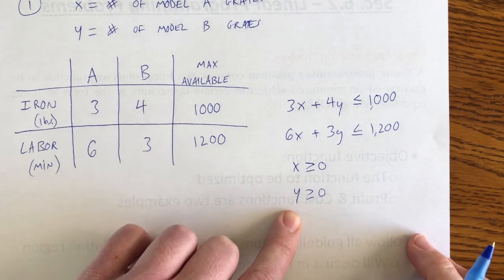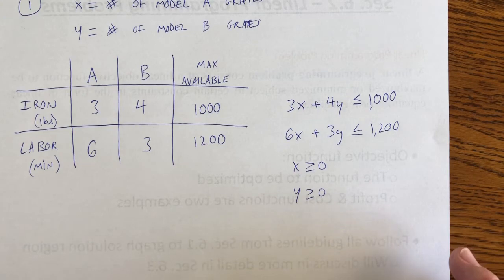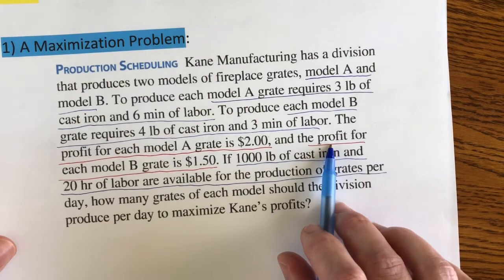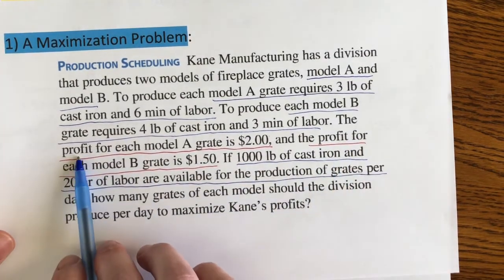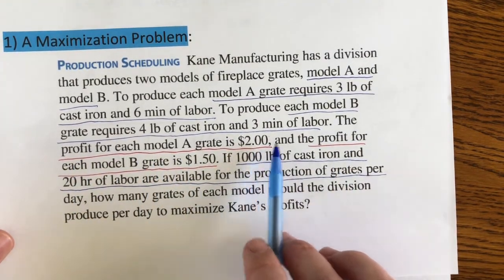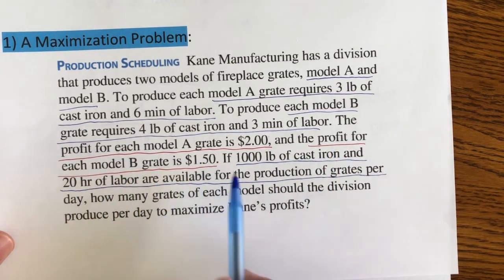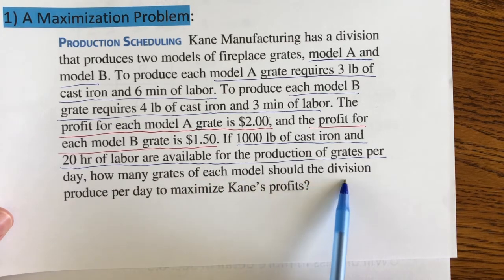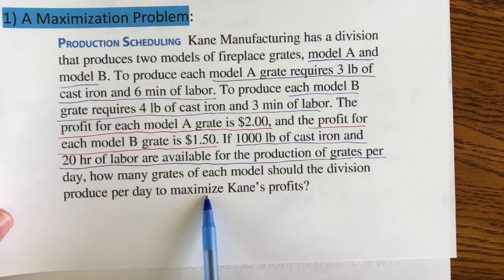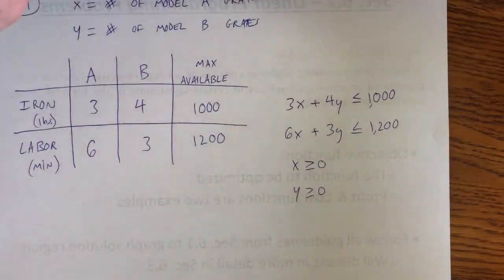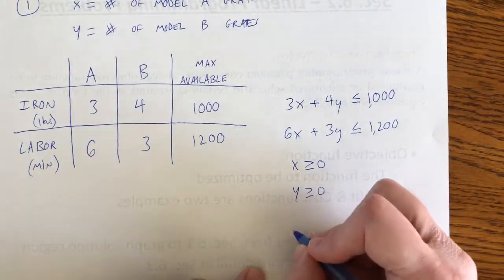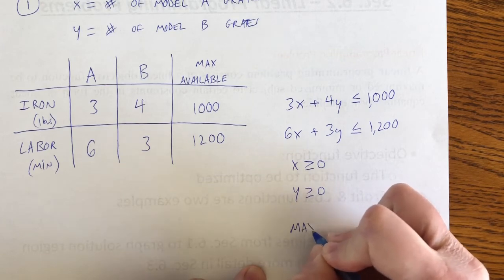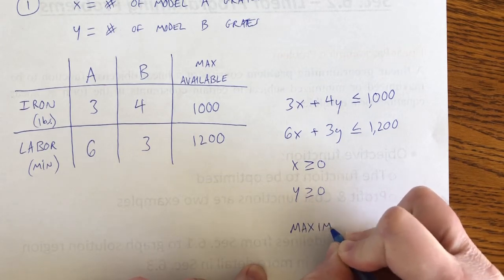All right, the last thing we have to do is come up with our objective function. In this case, our objective function is based on profit. Okay, so it says again, the profit for each Model A grate is $2. The profit for each Model B grate is $1.50. We're trying to figure out how many of each model should we produce per day to maximize Kane's profits. Again, we're not actually going to be solving these today, but we should certainly be able to come up with our model. So we are going to be maximizing what?